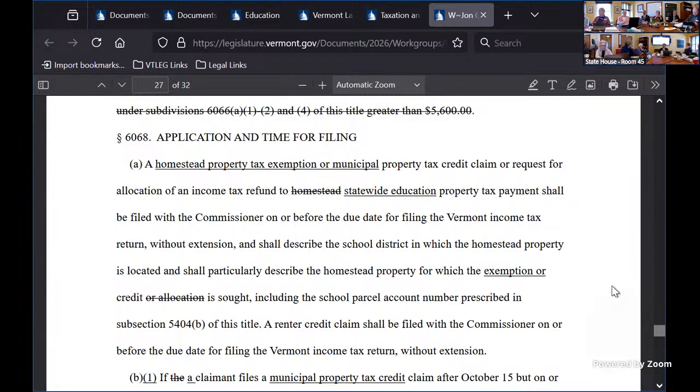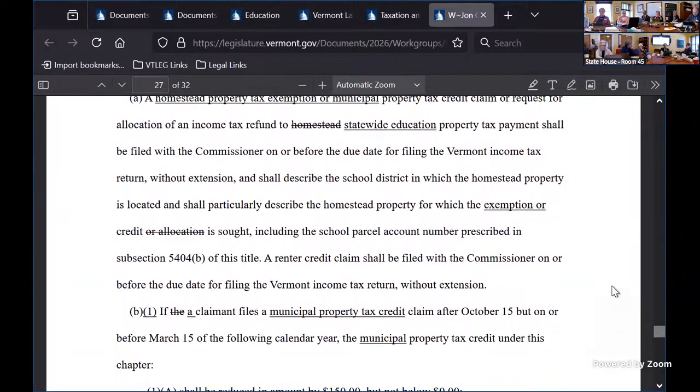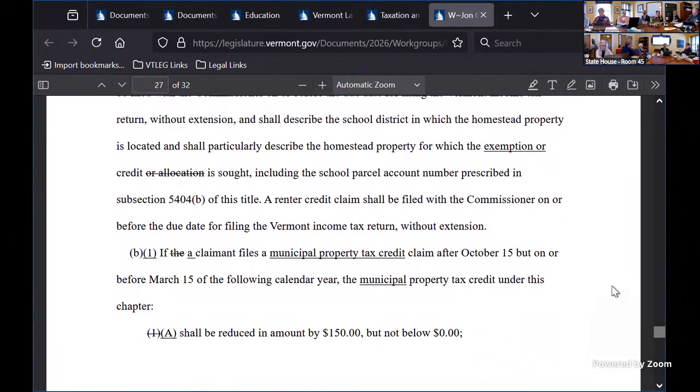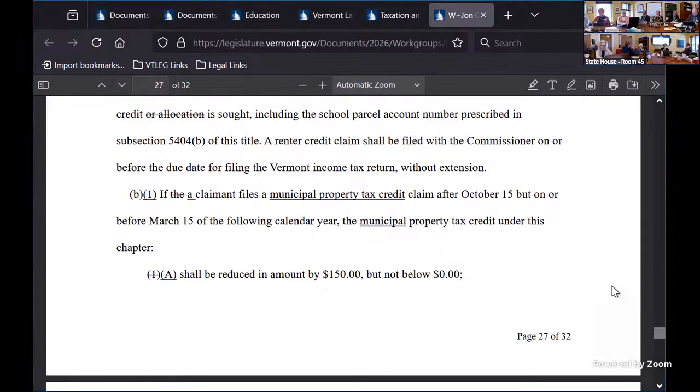Spells out your application and time for filing. There is, I think it's a necessary change given this proposal, but a meaningful thing we're drawing attention to here, which is that there are penalties applied if you miss particular deadlines under existing law. So under existing law, if the claimant files a claim after October 15th, but on or before March 15th of the following calendar year, that property tax credit is reduced by $150, but not below $0. Because we're now making available an exemption rather than just a credit, you wouldn't be able to reduce that liability because the person isn't paying, right?